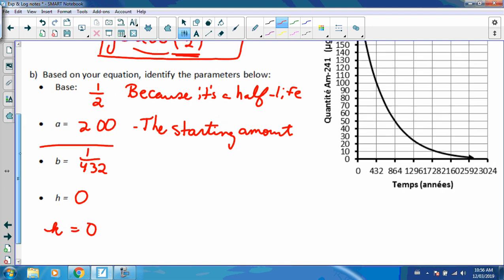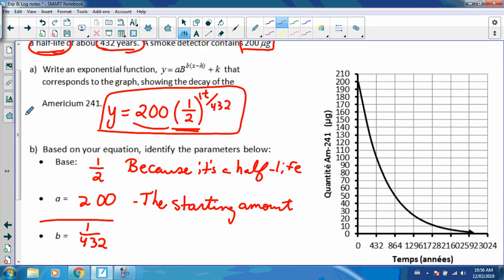So we're coming up with an equation that's in this format, based on a scenario. And over here we have the graph. Oh, look, and it's in French too. So the quantity, the time in years. It's kind of hard to read that scale. The numbers start to run together here. But anyway, there's our graph. You can see there's our starting amount, our y-intercept, and so on.